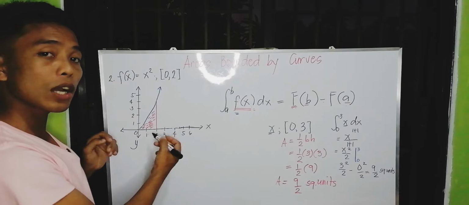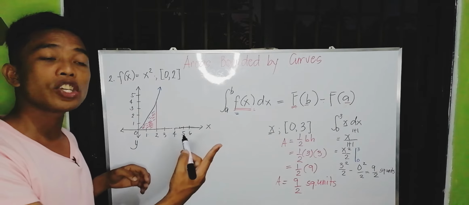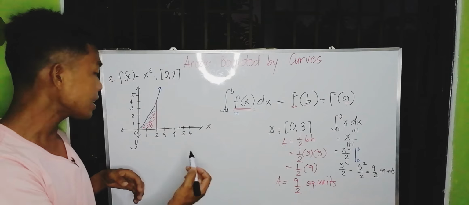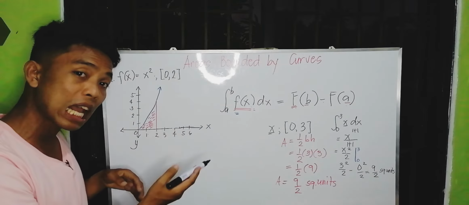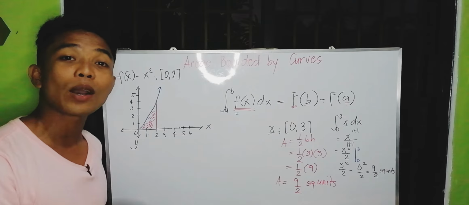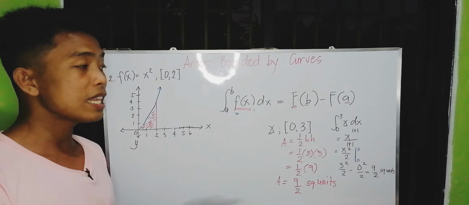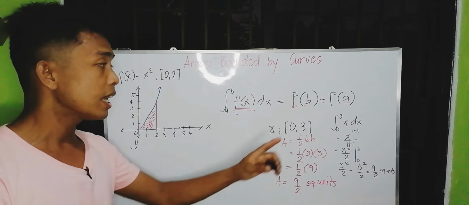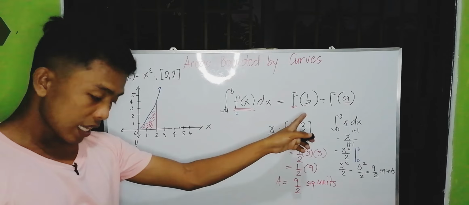Kung mapapansin natin, hindi siya katulad ng example number 1 natin, which is represented by a right triangle. Kasi ito, this is a curve. Hindi siya straight line. Pa-curve siya. Okay. Ngayon, hindi na natin magagamitan ng 1/2 base times height. Gagamitin na natin yung concept natin ng definite integral.